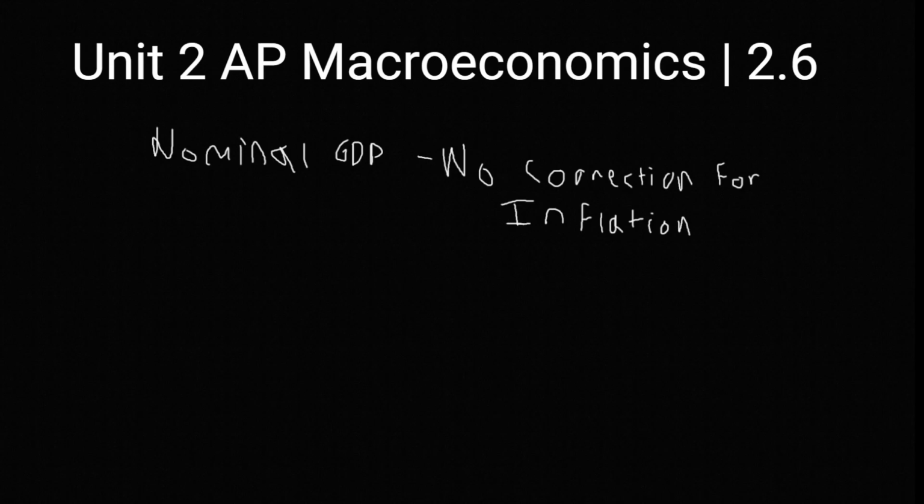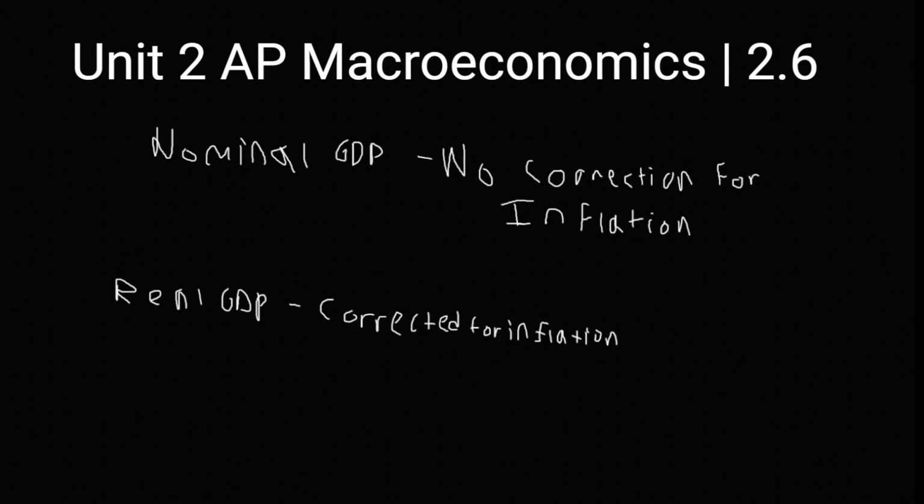No correction for inflation. So here's the nominal GDP. There's no correction for inflation here, while the real GDP is. Real GDP is corrected for inflation. And so let's do an example to show this.